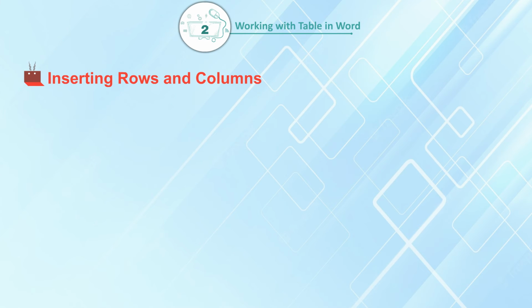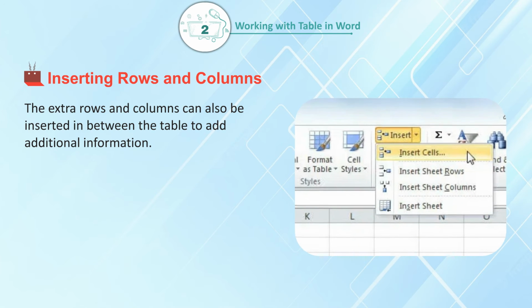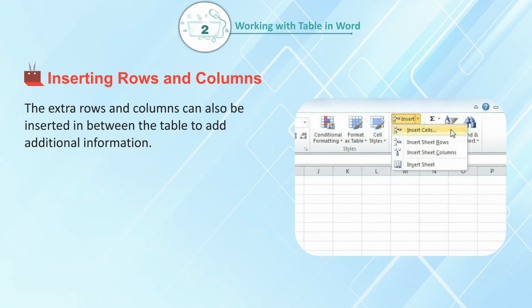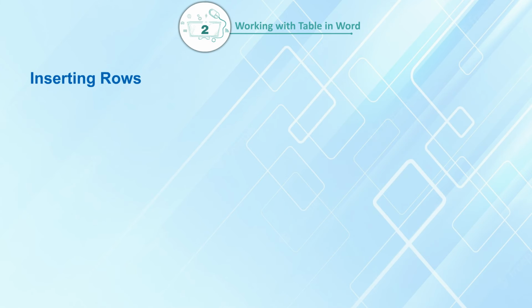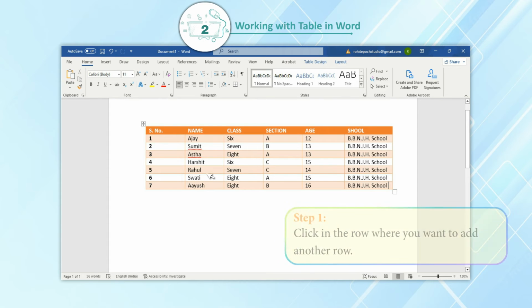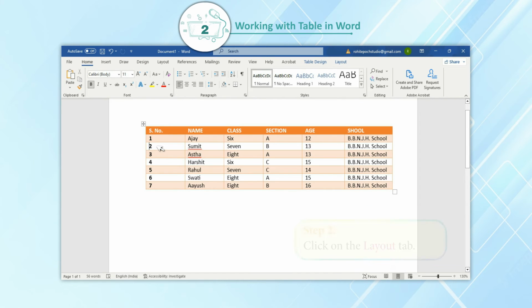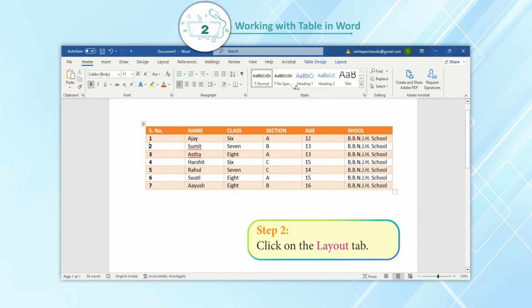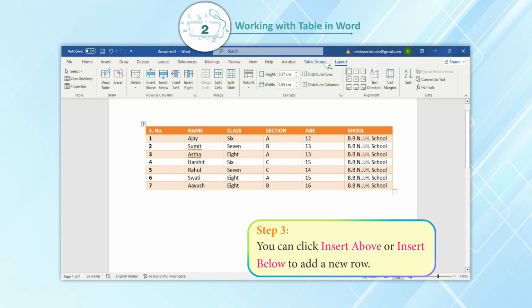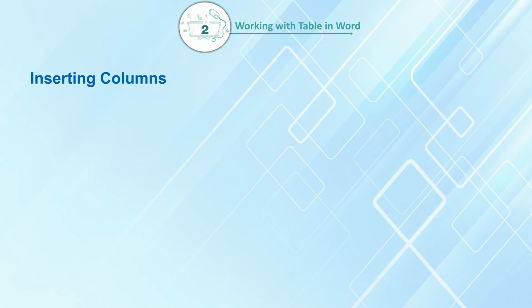Inserting rows and columns. The extra rows and columns can also be inserted in between the table to add additional information. Inserting rows. If you need to add a row to the existing table, perform the following steps. Step 1. Click in the row where you want to add another row. Step 2. Click on the Layout tab. Step 3. You can click Insert above or Insert below to add a new row. Inserting columns.